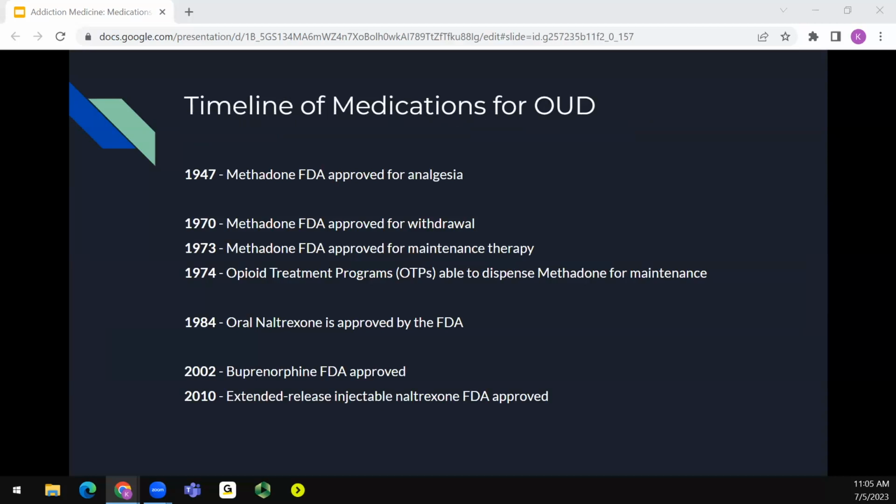So here's a timeline of medications for OUD. In 1947, methadone was FDA approved for analgesia.